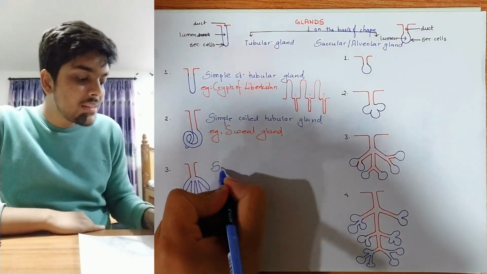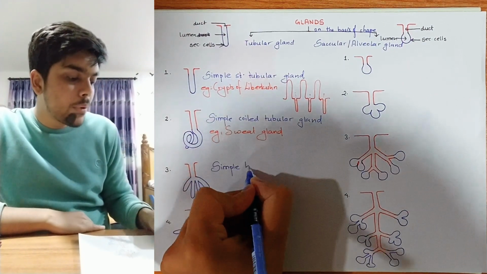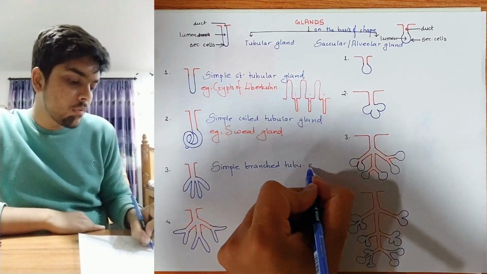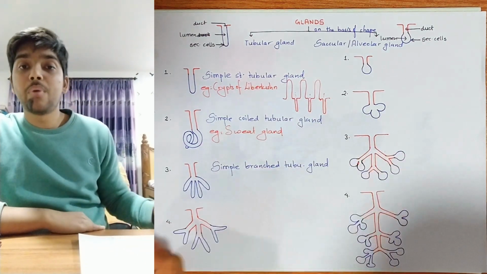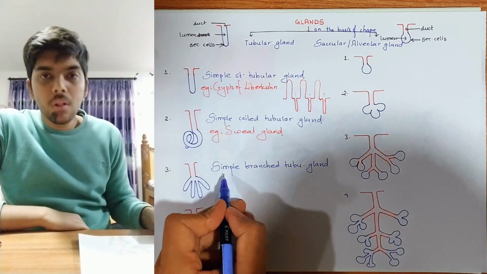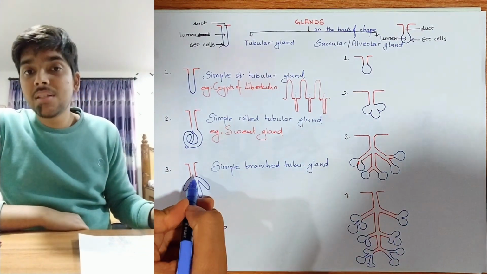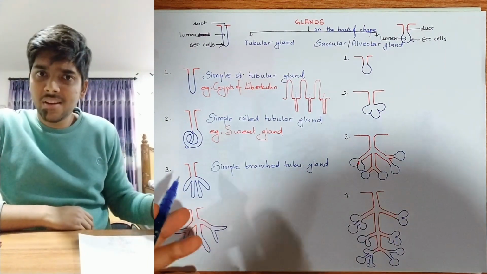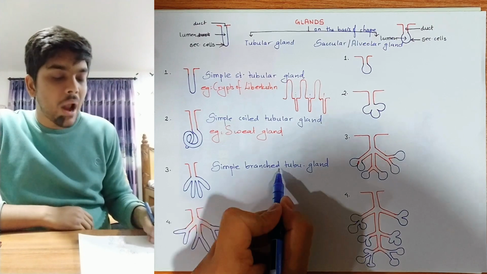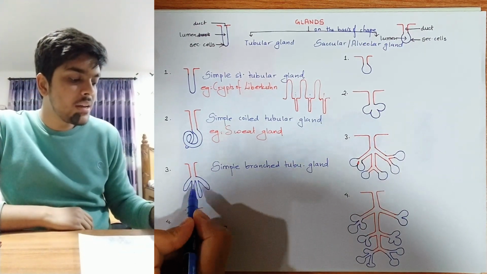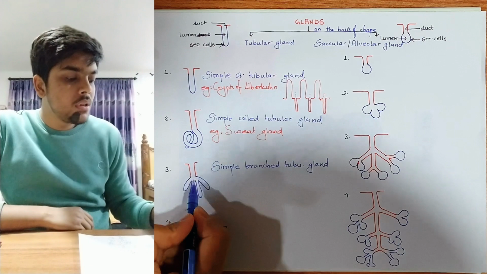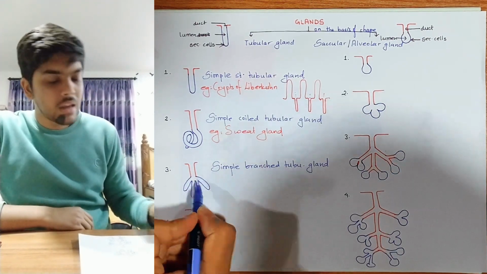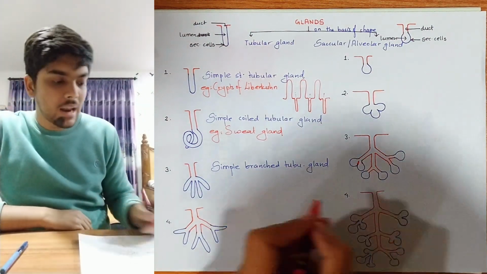Thirdly, you have simple branched tubular gland. Again, let's break down the name. Simple, so it has one single duct. Tubular gland, it is indeed a tubular gland. And it's branched, as you can see here. The secretory part is branched. It has multiple secretory parts coming off from a single junction. That's why it's known as simple branched tubular gland.